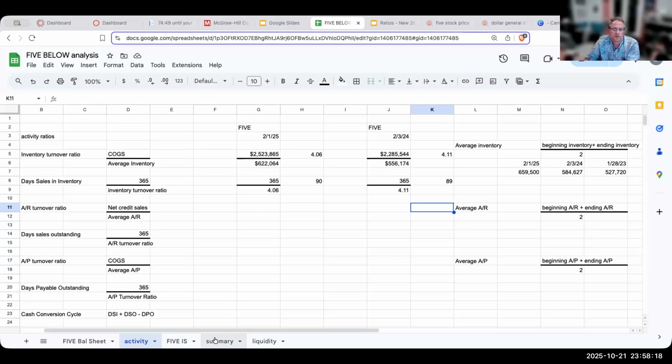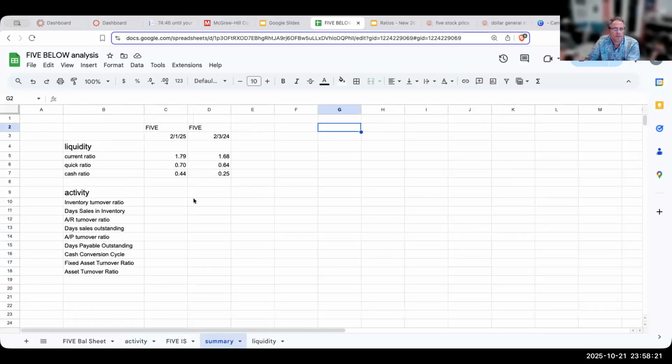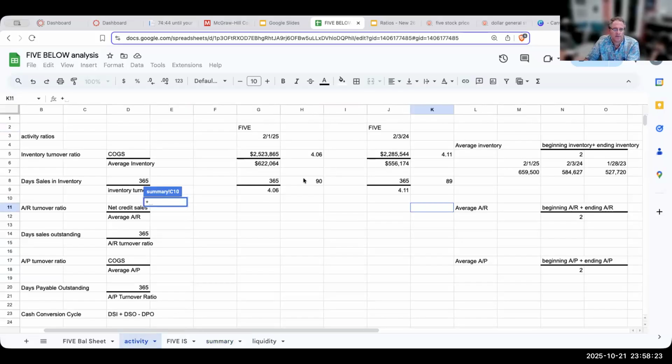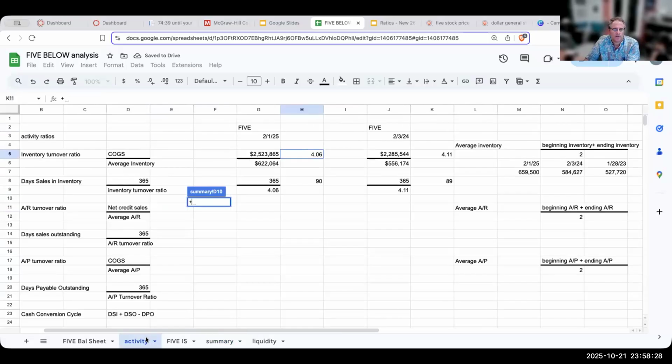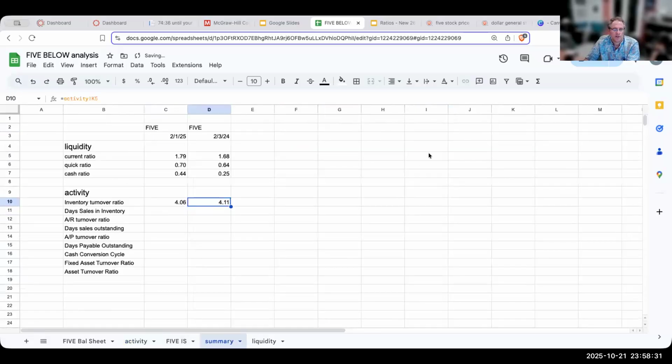What I'm now going to go ahead and do is add this to my summary. So I'll put over here, my inventory turnover ratio is 4.06 and it was 4.11. My days sales in inventory are at 90 days, and then over here, it's at 89 days. I want this number to be as low as possible because the faster it's turning over, the better. Now, when it comes to days, the accounts receivable turnover ratio.